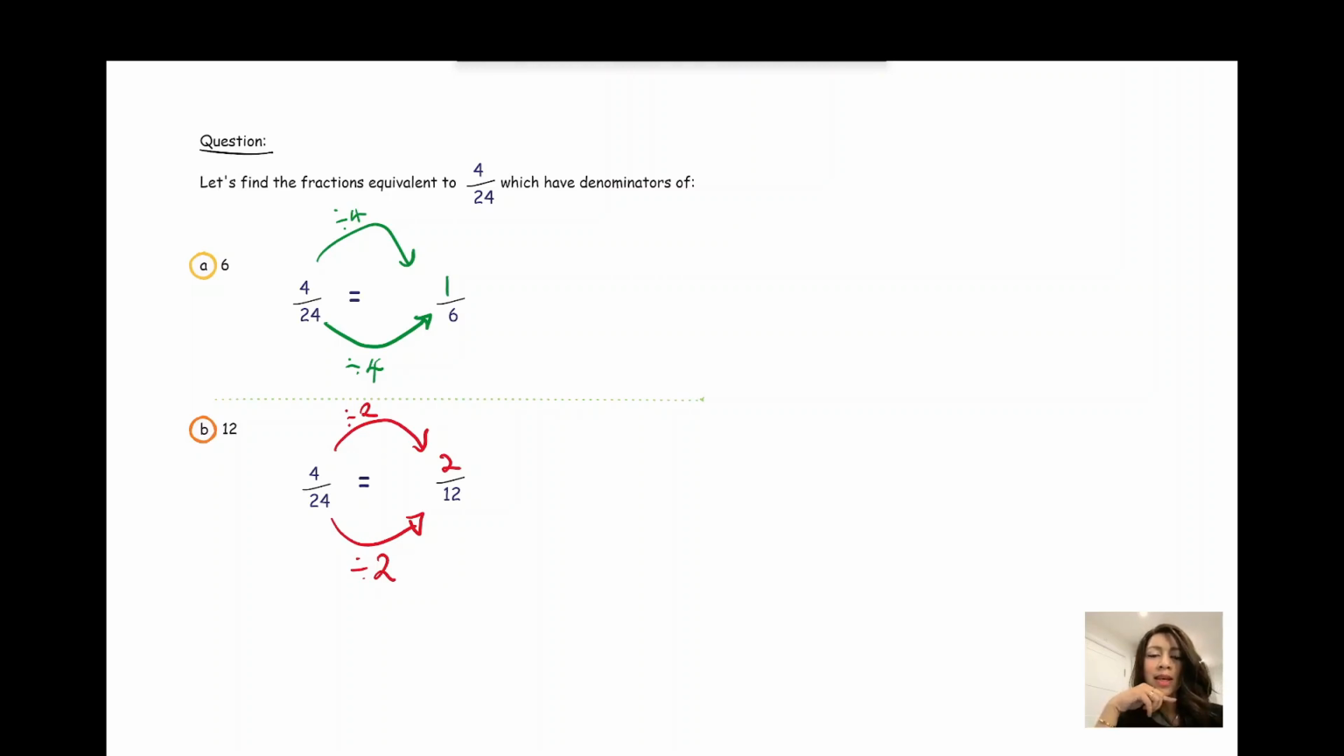Now what if I said which of these is in its simplest terms? I think it's clear to us that it is going to be this 1/6. Why is that? Because it cannot be put any lower. 1 is the lowest number you can have as a numerator. So this is how we work out equivalent fractions.